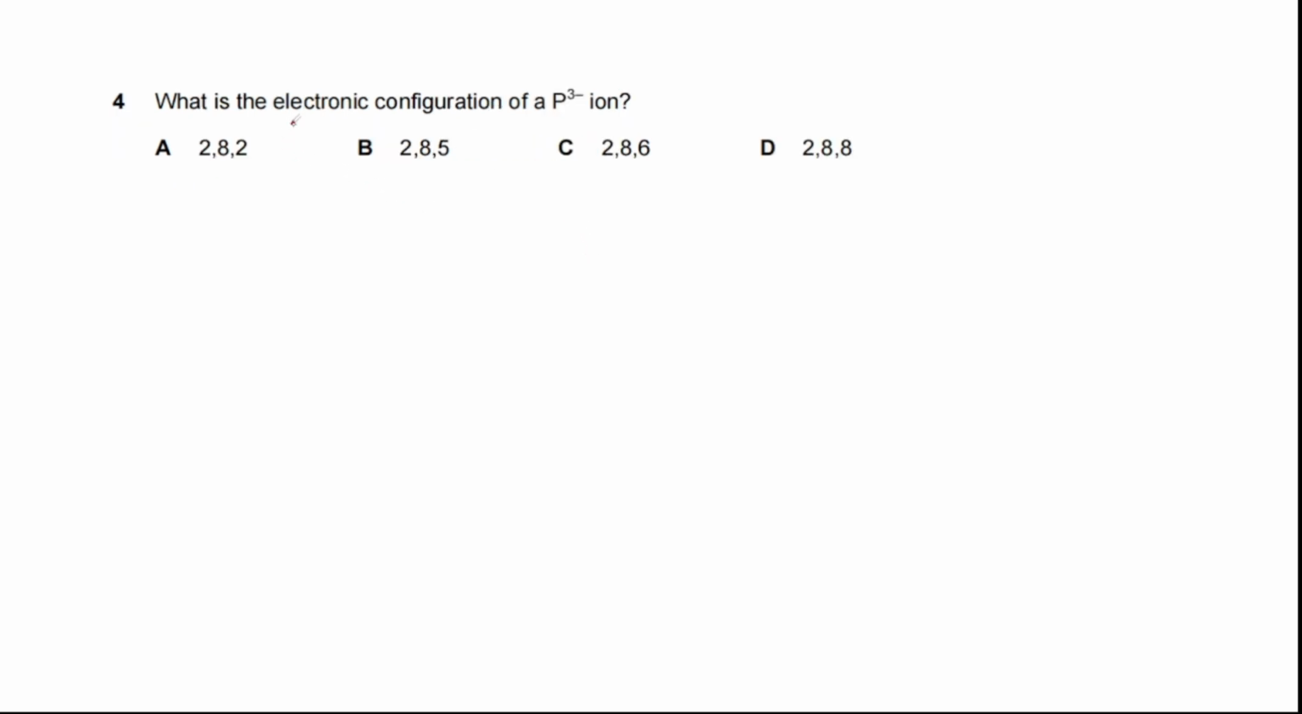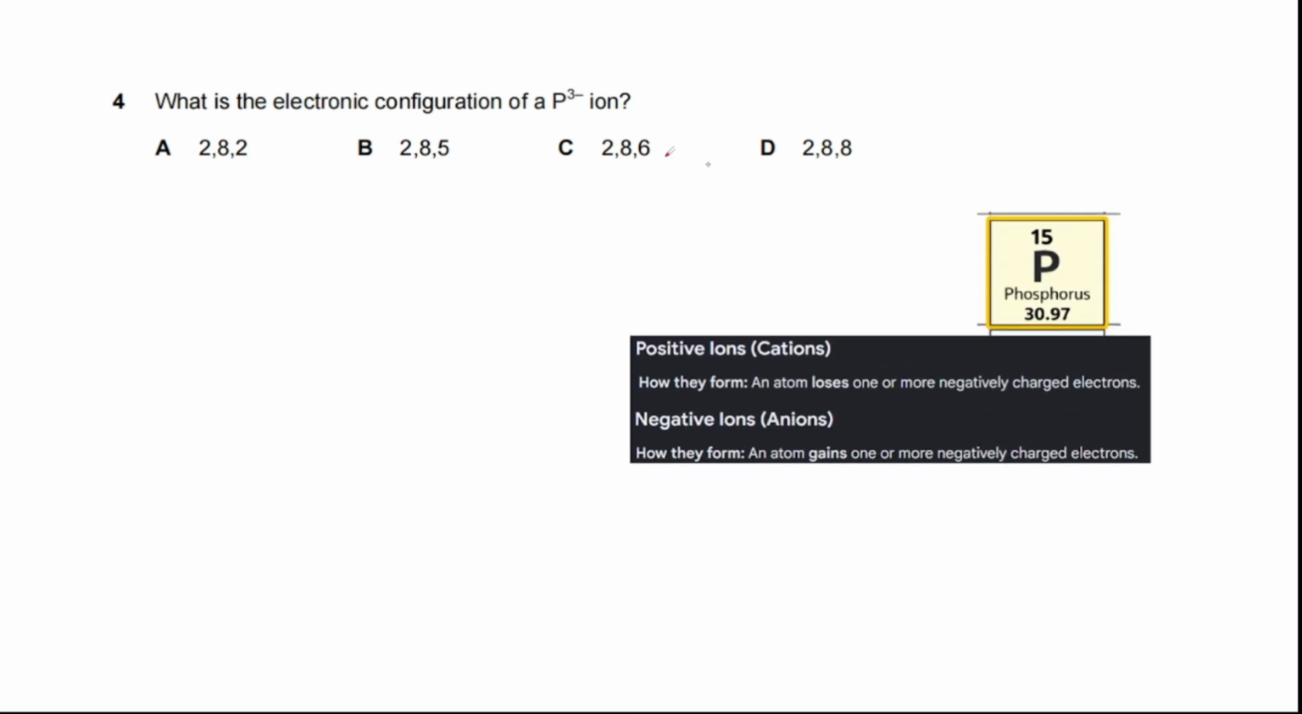Question number 4. What is the electronic configuration of a P3 negative ion? So P is representing phosphorus. It has proton number 15. So if it is proton number 15, the number of protons and number of electrons is going to be 15 for a normal phosphorus atom. So 15 electrons gives a configuration of 2, 8 and 5, but here it is an ion. So it is 3 minus.